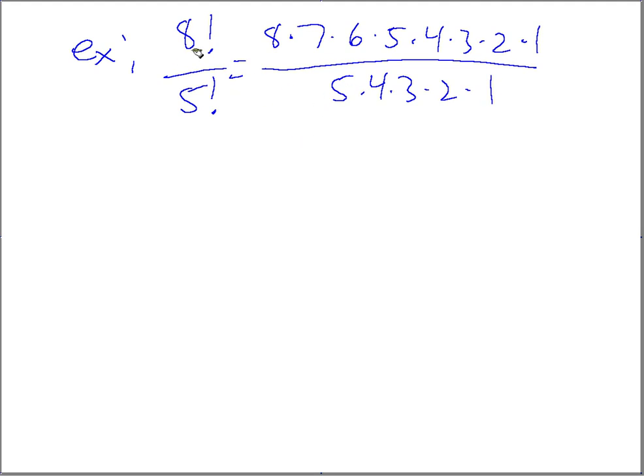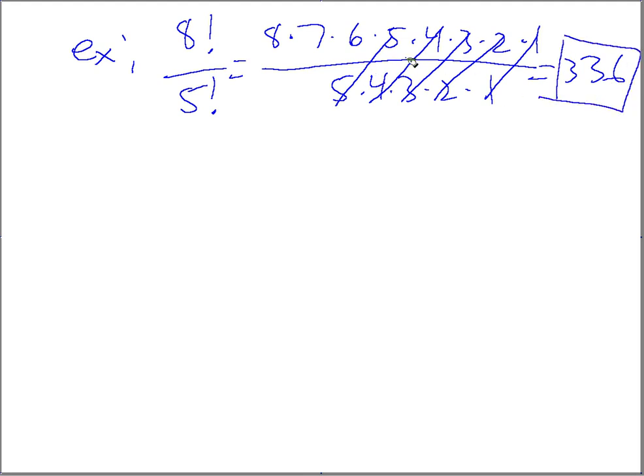But as you can see, if you're dividing this, the 5s can cancel out, the 4s can cancel out, the 3s can cancel out, the 2s, and obviously we can just leave off the 1s. This is nothing more than 8 times 7 times 6, which we can then punch into the calculator. So 8 times 7 times 6 is 336. Not too hard if we think about the factorials.